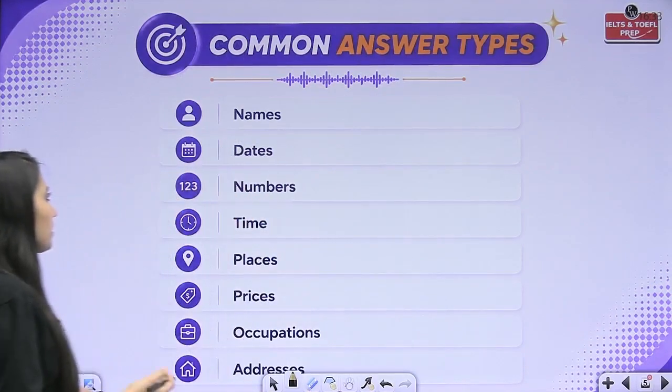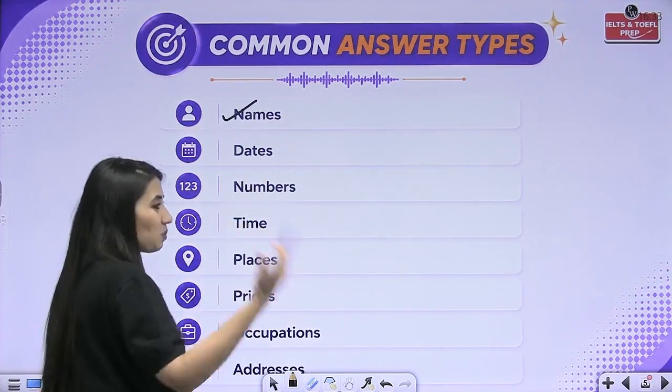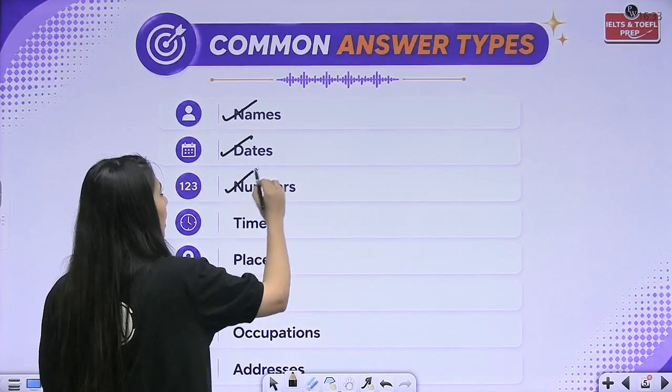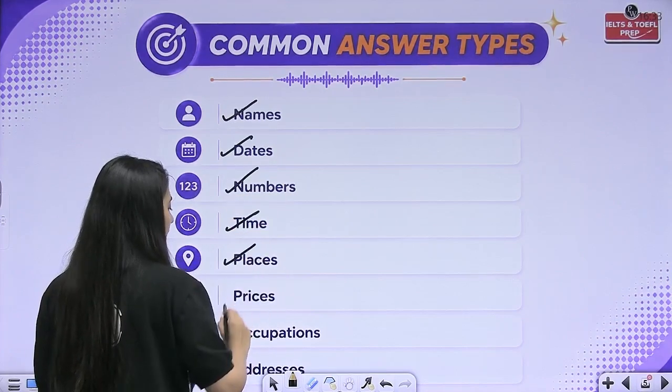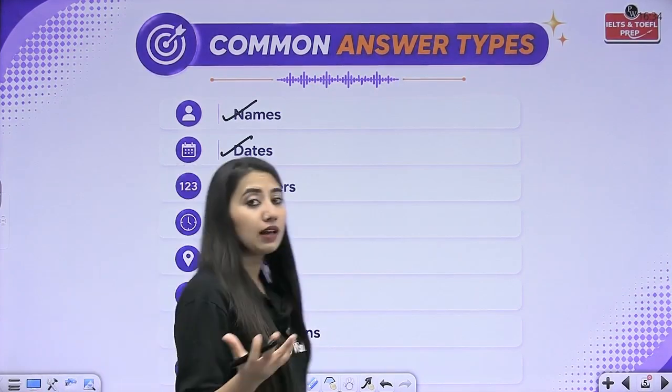After that, let's understand common answer types. Your answer can contain a name, specifically for your forms or your notes, maybe dates, numbers, time. It can be a place, or it can be a price, occupation, addresses, it can be anything out of these.